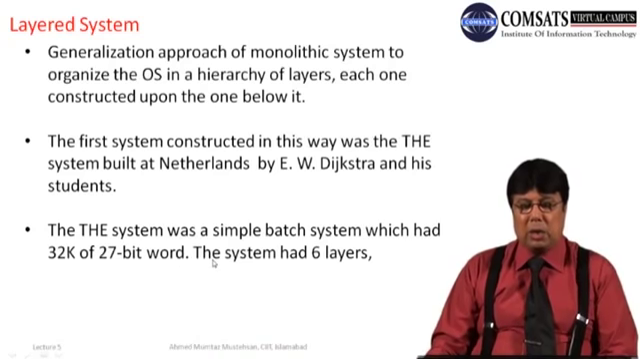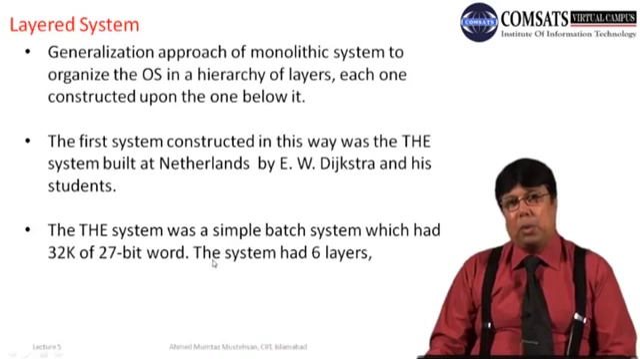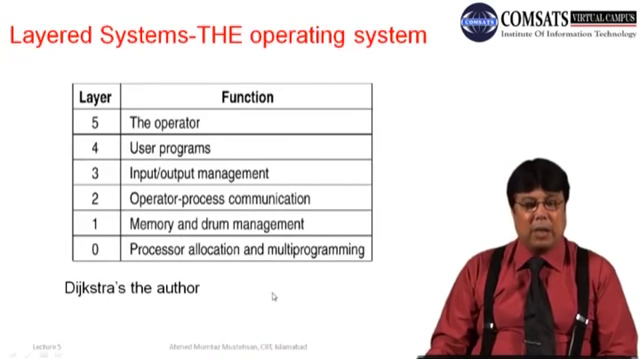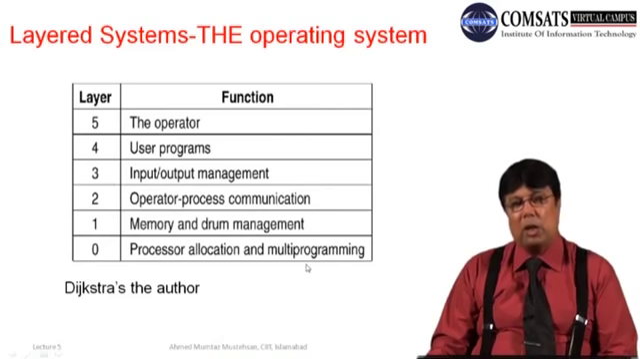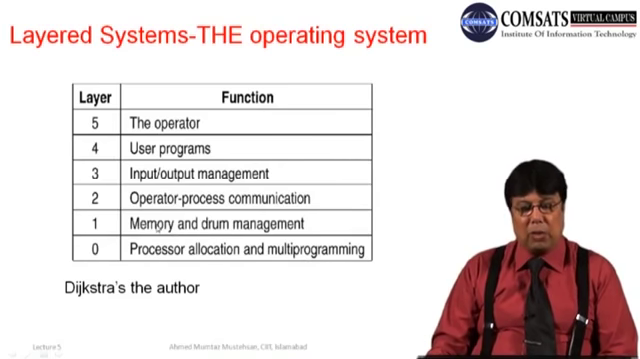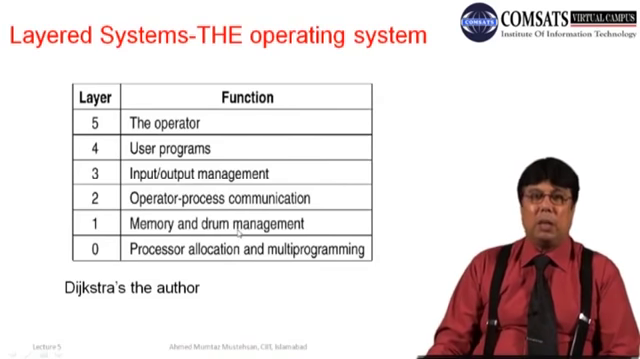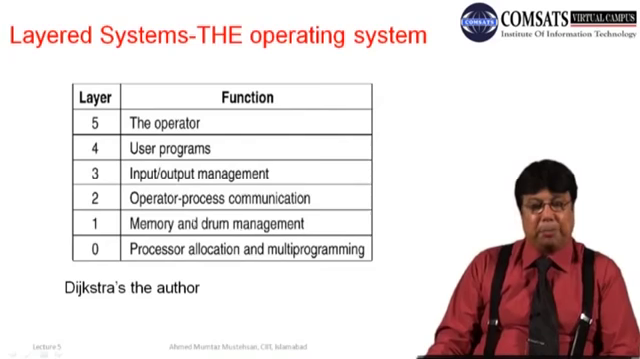So this system was basically composed of 6 layers, organized as 0, 1, 2, 3, 4, 5. Layer 0 is processor allocation and multi-programming. I'll explain it in the next slide. Then layer number 1, which is the second layer, is memory and drum management. This is not memory and disk management, it is memory and drum management, because in those days there was no disk; in place of the disk, a drum was used.